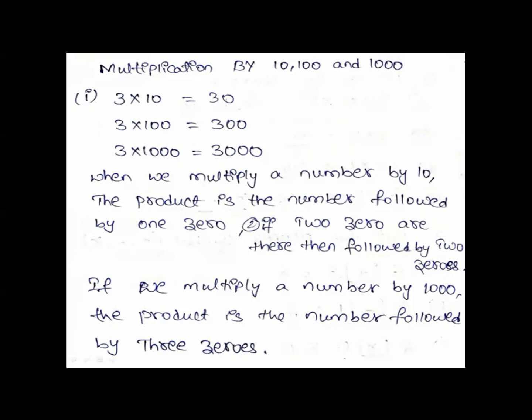3 into 100 means we write 3 the same and 2 zeros will follow. Ones, tens, hundreds. Okay children. When there are 2 zeros, the product also will get 2 zeros. 3 into 1000 is 3000. 3 zeros are there. When there are 3 zeros, the product will be followed by 3 zeros.